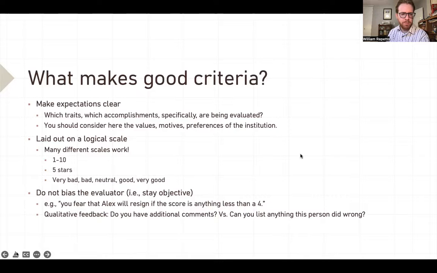And I'll give you a case study to work on this on Canvas this week. And you do not want to bias your evaluator. So, for example, that line, you fear that Alex will resign, biases which number on the scale you might give him. And then with qualitative feedback, you can think about this as well. In the first slide, I mentioned this idea of additional comments, right? Do you have any additional comments, versus can you list anything this person did wrong, which biases your evaluator into listing only bad things. So all stuff to think about.